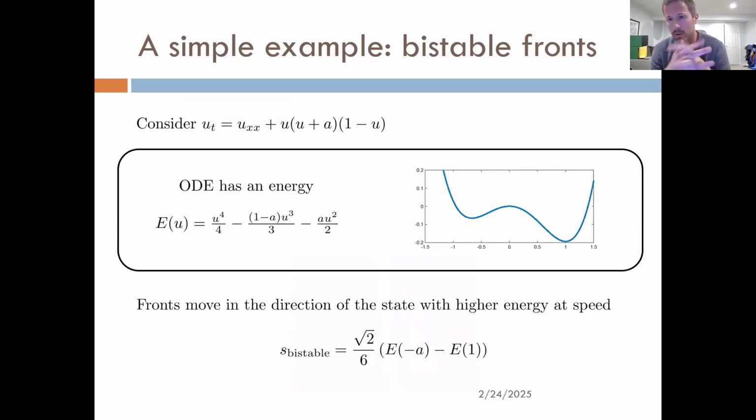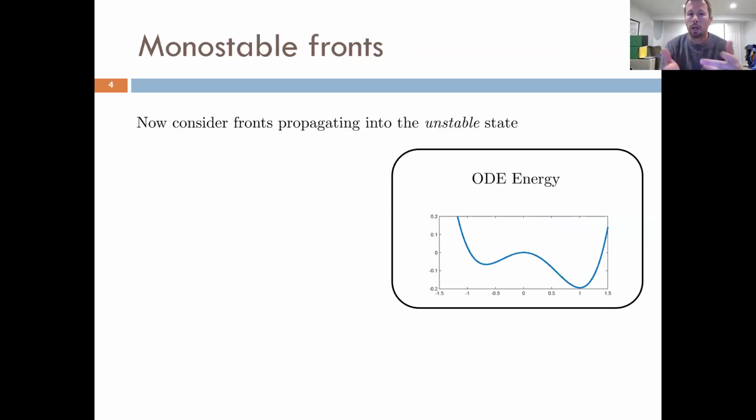So again, this is a special example, so you can work out exactly what the speed is in this case. And you see that it is exactly proportional to the energy difference between these two states, okay? So again, there's this nonlinear mechanism that determines the direction and speed of the front in this bistable case, okay? So now you can play the same game, but replace the stable state minus a with the unstable state 0, right? So you've got 1 on the left, you've got 0 on the right, and you're going to play the same game.